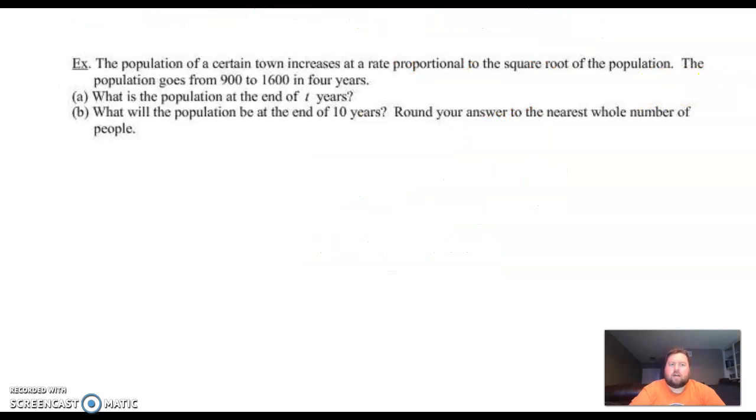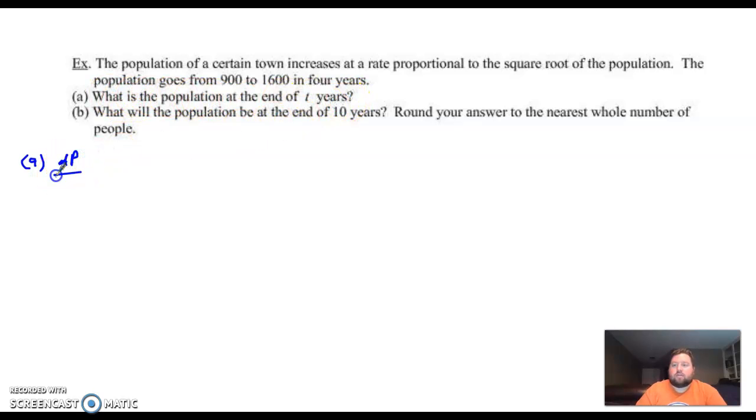All right, our next one does not involve Newton's law of cooling. So if you want to pause the video here and give this one a try on your own, I would encourage that because it involves a lot of the same processes. All right, so the population of a certain town increases at a rate proportional to the square root of the population. All right, so part A, we're going to need to solve for what is the population in t years.